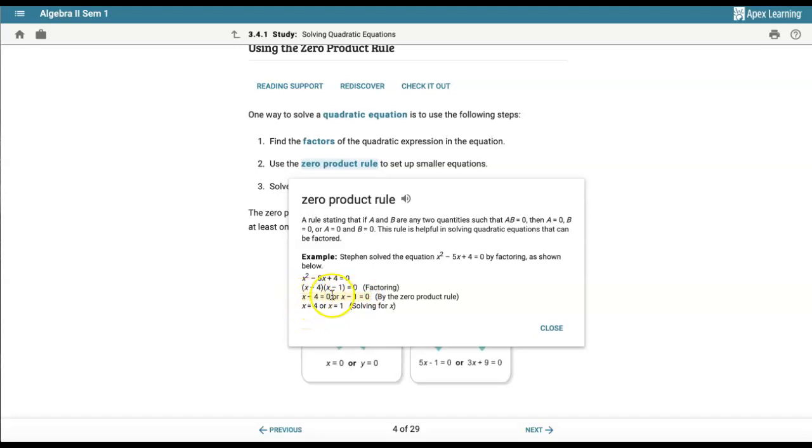So we have x minus 4 is equal to 0 or x minus 1 is equal to 0. If we just do some basic algebra here, we carry the 4 to the other side, carry the 1 to the other side, we get x equals 4 or x equals 1, and that's how we solve this quadratic. We solve for the values that x could be equal to when y is equal to 0.